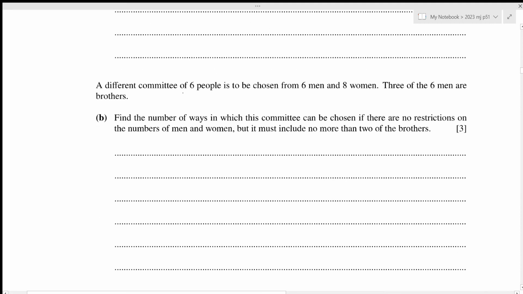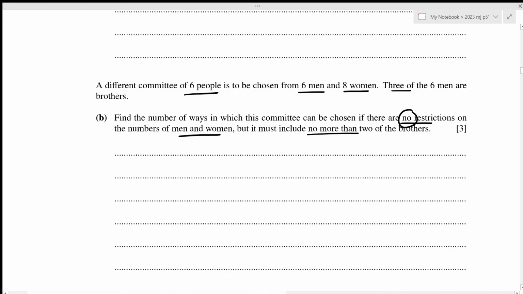Now, a different committee of 6 people is to be chosen from 6 men and 8 women. 3 of the 6 men are brothers. Find the number of ways in which this committee can be chosen if there are no restrictions on the numbers of men and women, but it must include no more than 2 of the brothers. So the highest number of brothers to be included in this committee is 2, right? And there are no other restrictions.